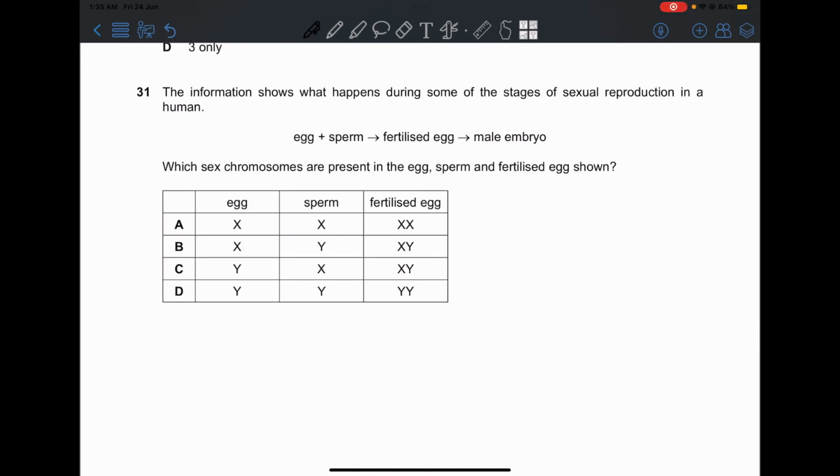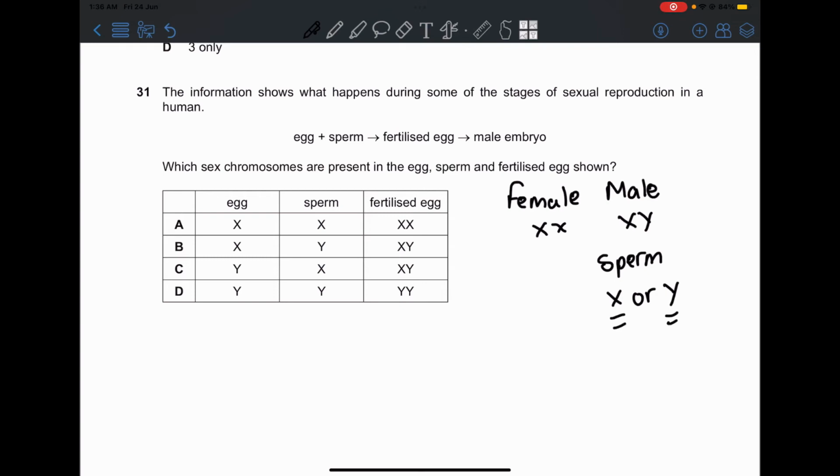31, the information shows what happens during some of the stages of sexual reproduction in a human: egg plus sperm, fertilized egg, male embryo. Which sex chromosome are present in the egg, sperm, and fertilized egg shown? Now, of course, we know that the females actually have XX chromosomes, and the male has XY chromosomes. Now, in the sperm, it's going to be X or Y. So there is no way that the sperm is going to have both the X and the Y, because as we know the sperm has a single chromosome. It doesn't have two pairs of chromosomes, it's just one. So it's going to have either X or Y.